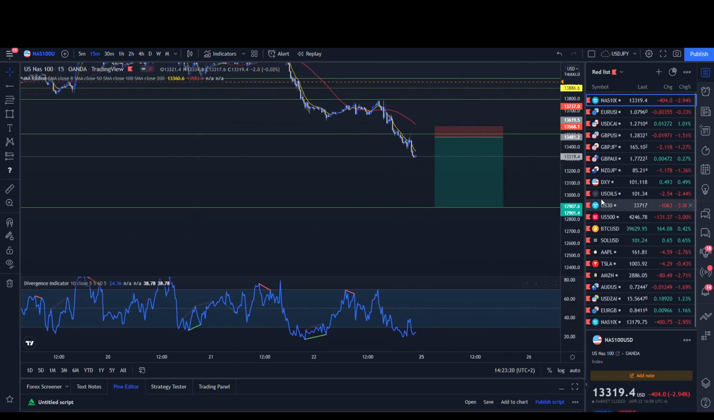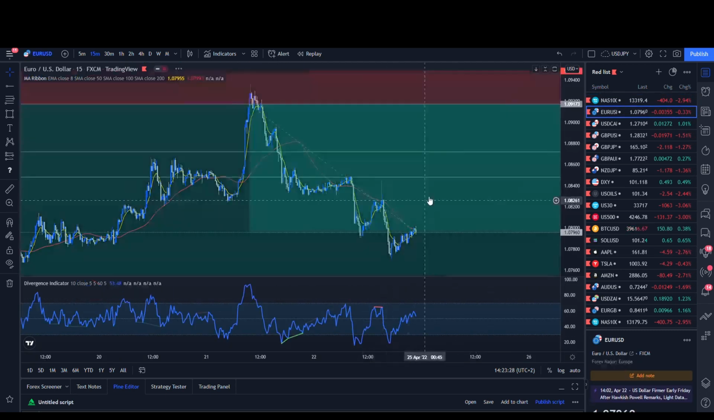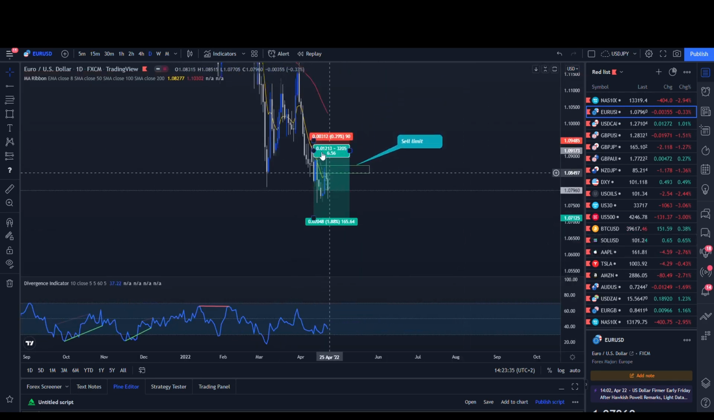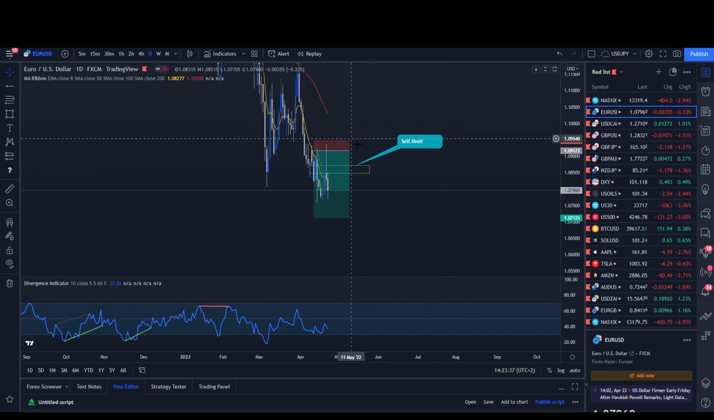Let's have a quick look at EURUSD, and then we'll have a quick look at the news as well. So EURUSD, my sell is still going solid. We got a decent rejection there. It almost took me out. Sure, man. We got a decent rejection, continuing downside.